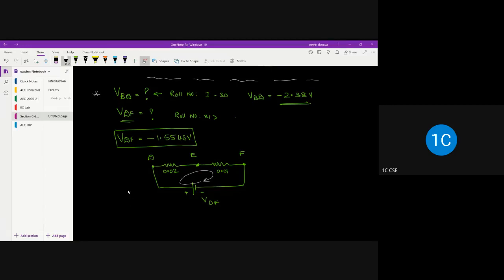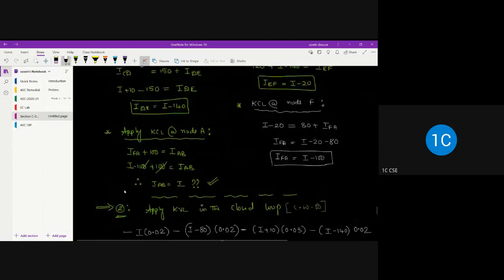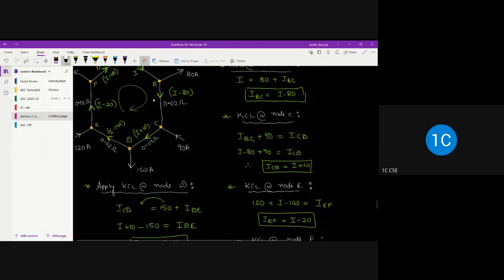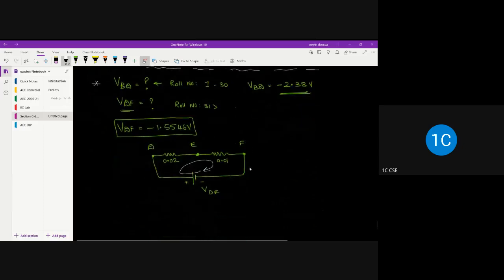And let us also mark the currents that you have initially marked, right? So you have marked a current, and the direction of current is what? D to E, right? From D node to E node. Similarly, you have a current flow from node E to node F. So I'll just place those currents. So you have assumed IDE, you have also assumed IEF in the designated path. And we have found the current value.